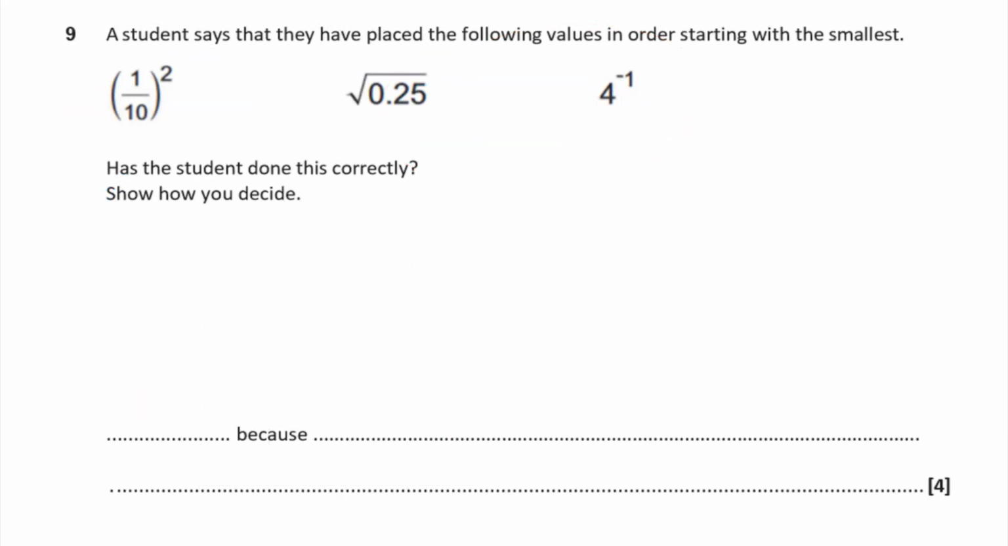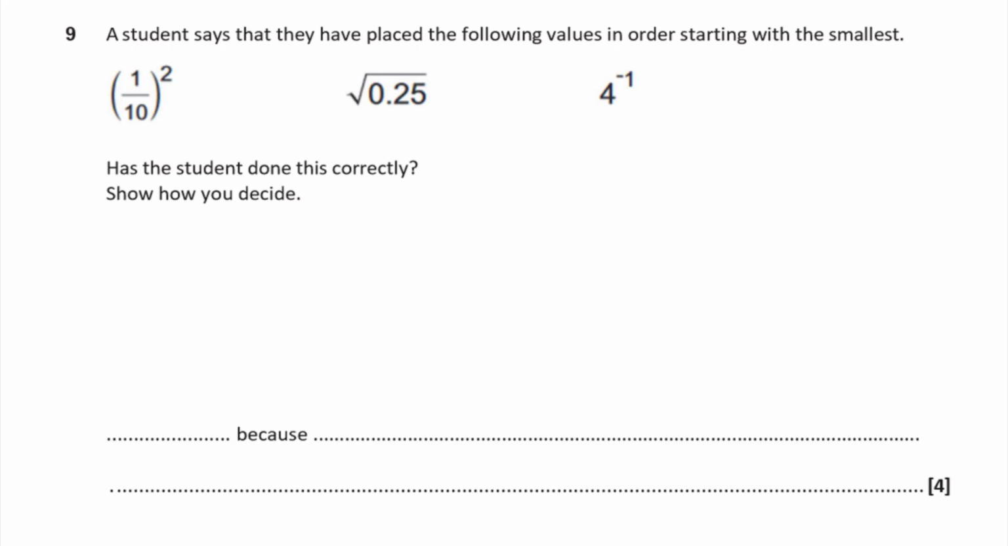A student says that they have placed the following values in order starting with the smallest. Has the student done this correctly? Show how you decide. Okay, so we're going to have to evaluate each one of these things and make sure they are actually in the right order.